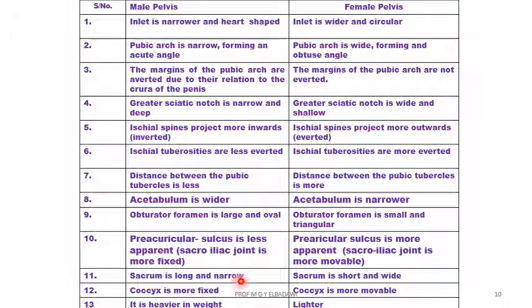The sacrum, as we described, in the male is concave from end to end, long and narrow. In the female, it is short and wide, but straight in the upper three pieces, and concave in the lower part only. The coccyx will be fixed more in the male than in the female. As usual, the bones of the male are heavier than in the female.